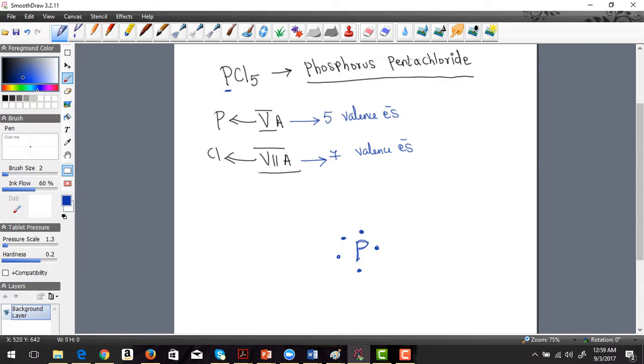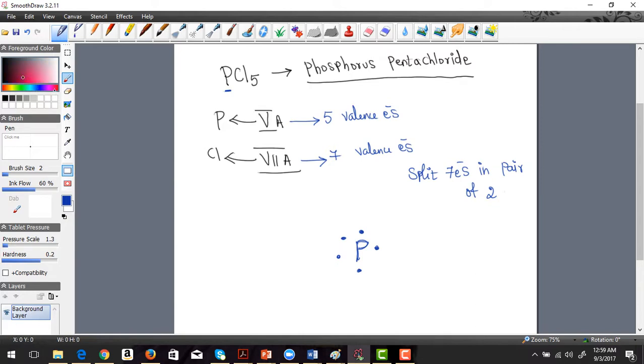Now chlorine has 7 valence electrons. The easiest way to tackle understanding this whole concept is, for elements that go on the outside, not in the center, you always split whatever number of electrons you have into pairs of 2. So chlorine has 7 electrons, split into pairs of 2.